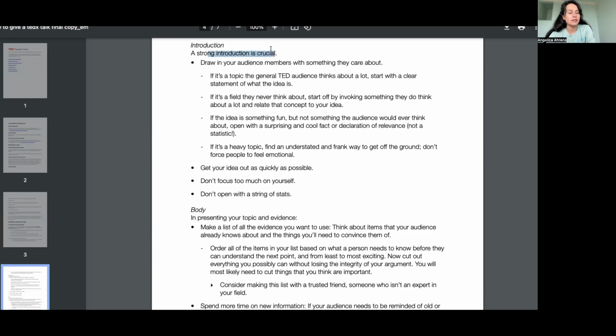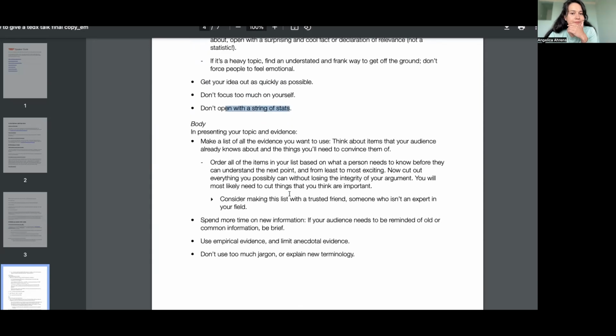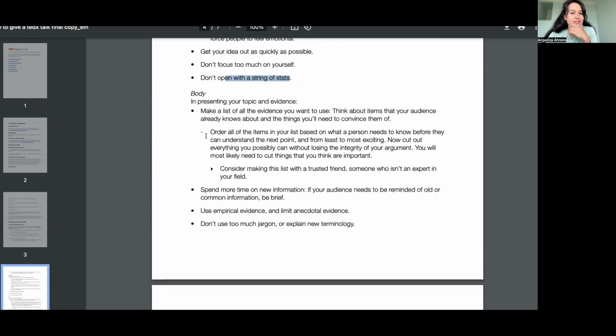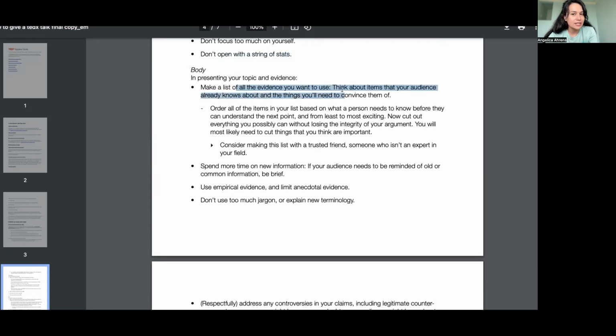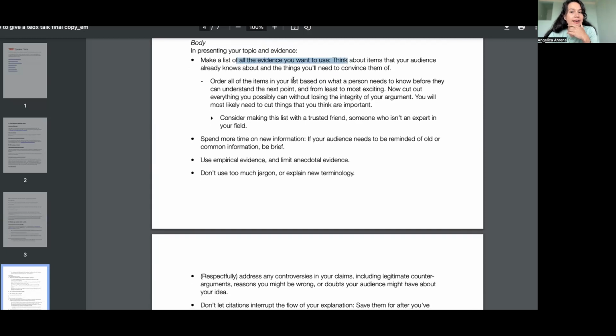Okay, next, a strong introduction. Get your idea out as quickly as possible. Don't open with a string of statistics. All of that is relevant, I think. Make a list of the evidence you want to use. Again, that's something that we've done in the course already. And this should be based on what a person needs to know before they can understand the next point, from least to most exciting. Then they say you can cut out everything you can without losing the integrity of your argument. It's a great point because you only have 3 to 5 minutes to do this video.